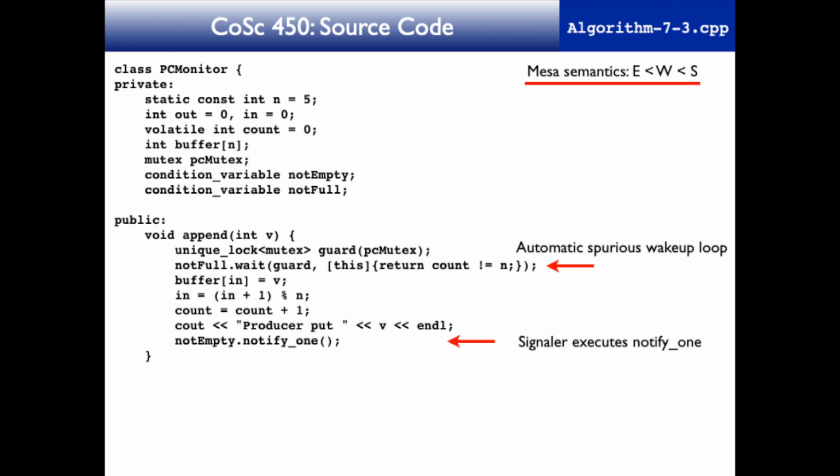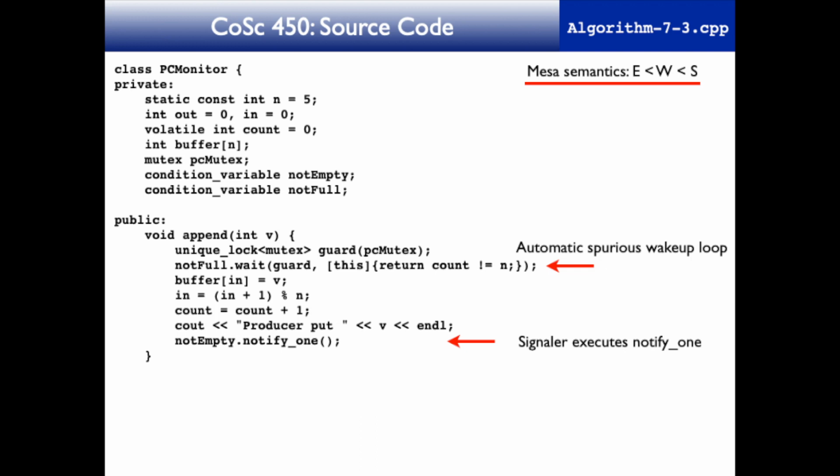So now here is the code for method append. And as we did before, we have a unique lock, because we're going to use a condition variable, with template type mutex, and we have our local variable guard, which uses that RAII coding pattern, which gives the lock our PC mutex for mutual exclusion of the append method.